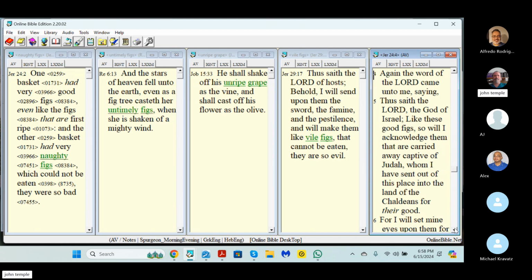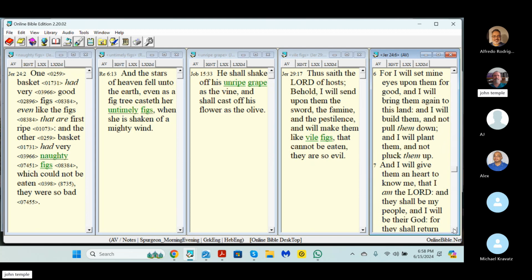So the good figs are the ones that went over voluntarily, I guess, without being carried away captive. But they acknowledge them that I carried away captive of Judah, whom I have sent out of this place into the land of the Chaldeans for their good. So he's telling them, you got to go to Babylon, you got to be taken captive, you got to get out of the land. He wants them out of the land for 70 years, so the nutrients come back into the soil.